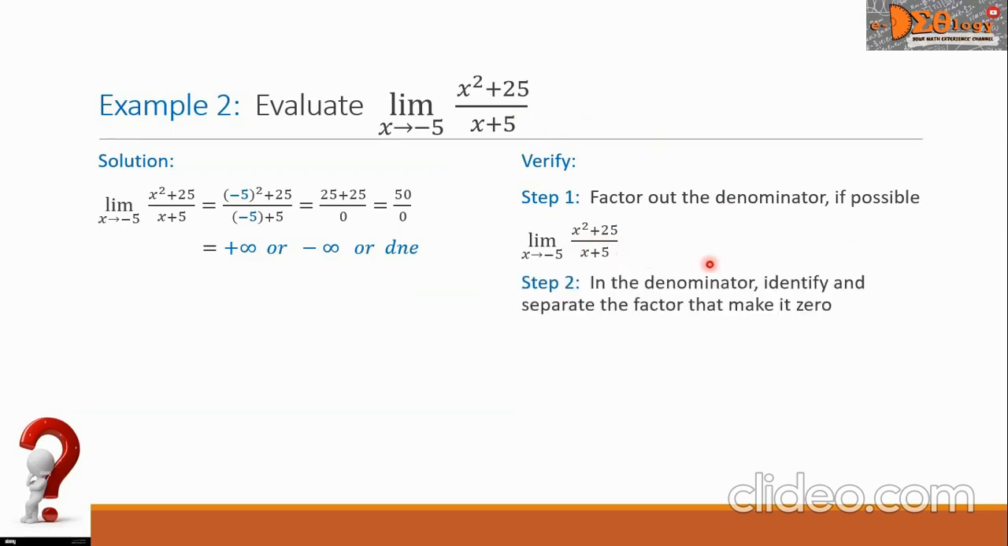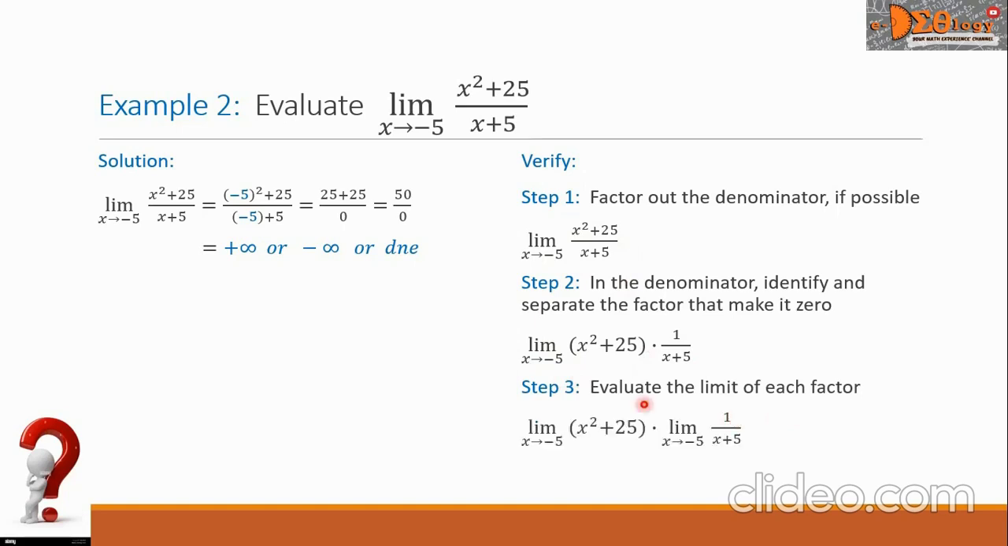Step 2. In the denominator, identify and separate the factor that makes it 0. There is no other factor than the denominator itself. So we're going to separate it from the numerator. So it will be like this: the limit of the quantity (x² + 25) times the fraction 1 over (x + 5) as x approaches negative 5. Step 3. Evaluate the limit of each factor.